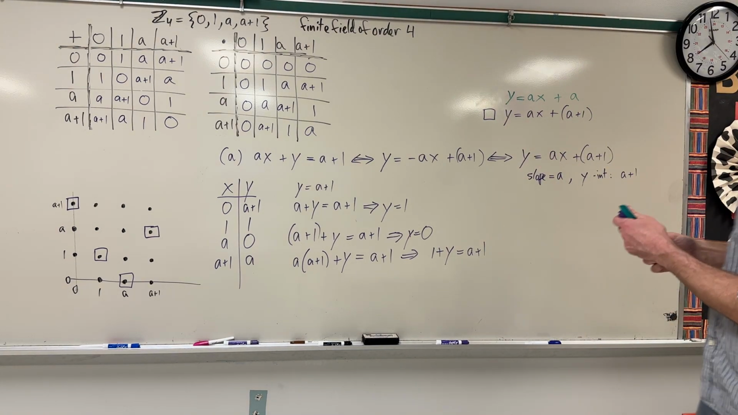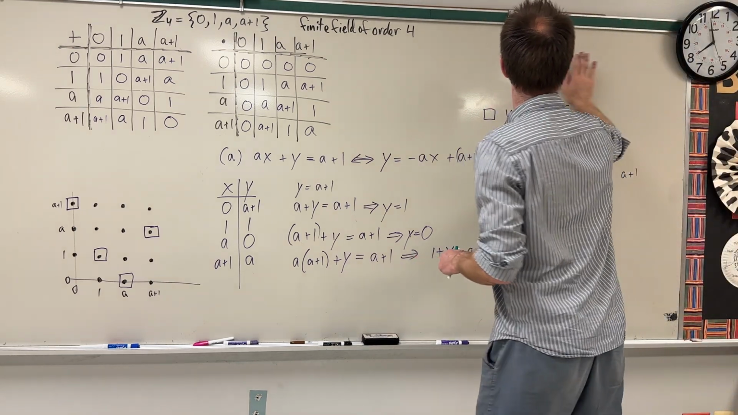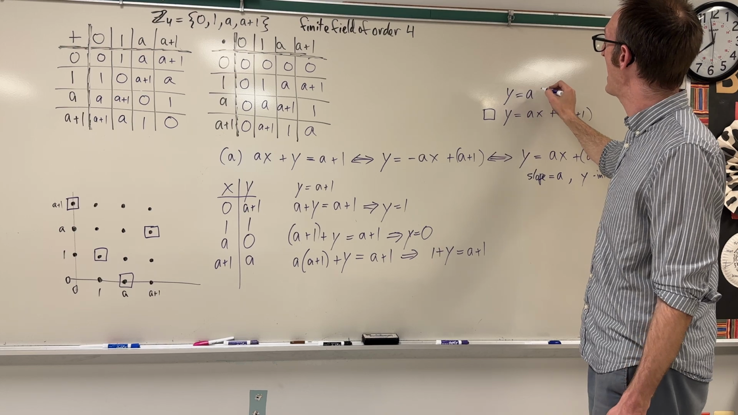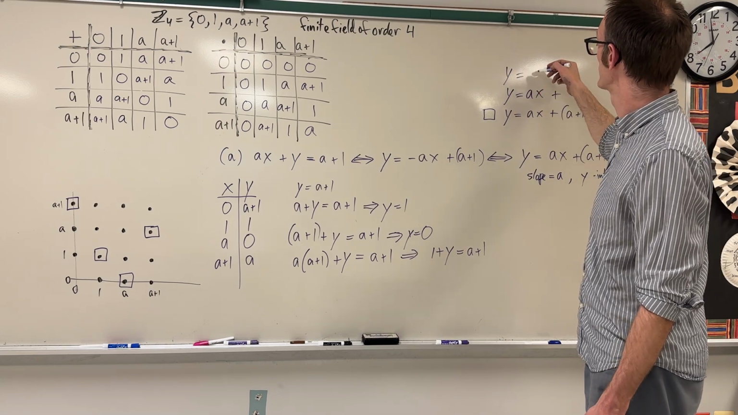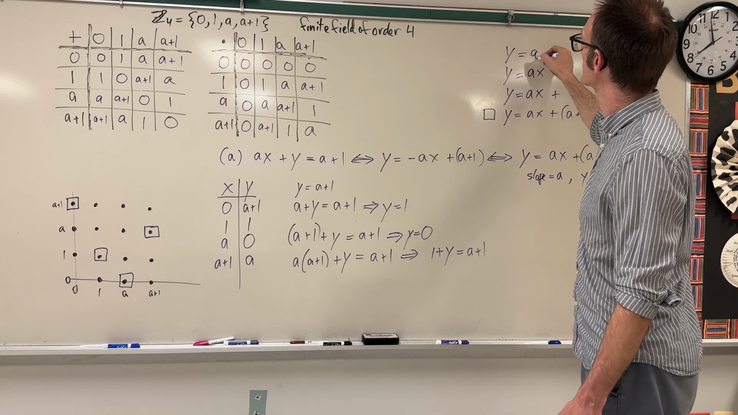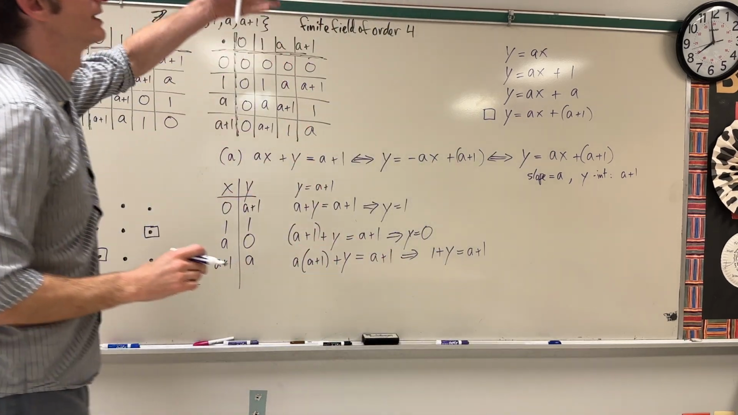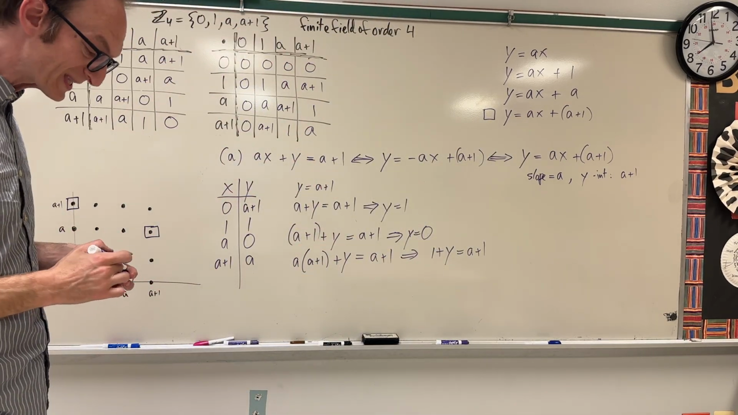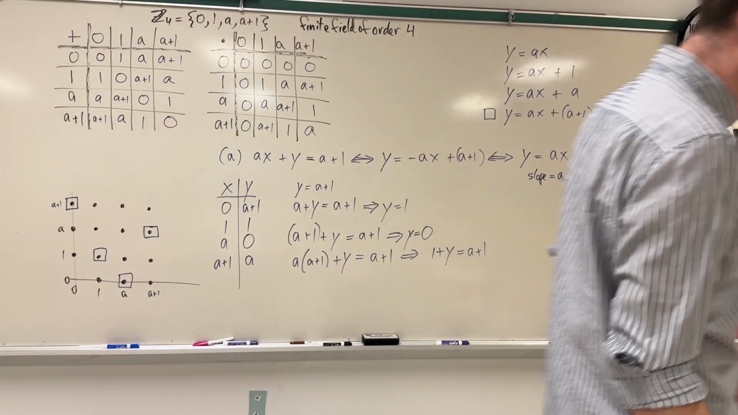So okay, let me just write them all out in the same color. So you have y equals ax plus a, y equals ax plus 1, and y equals ax. What is this? It's a set of lines that are all parallel to each other. And let's draw them right now or something like that.